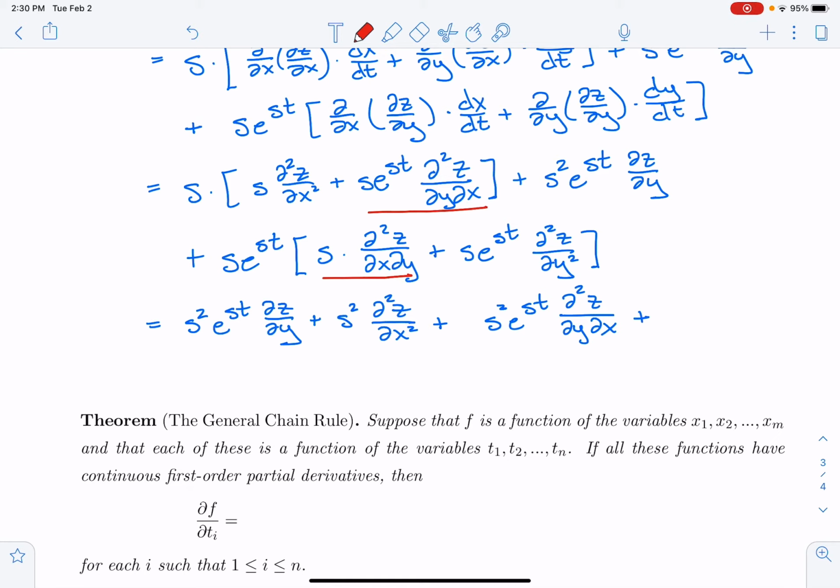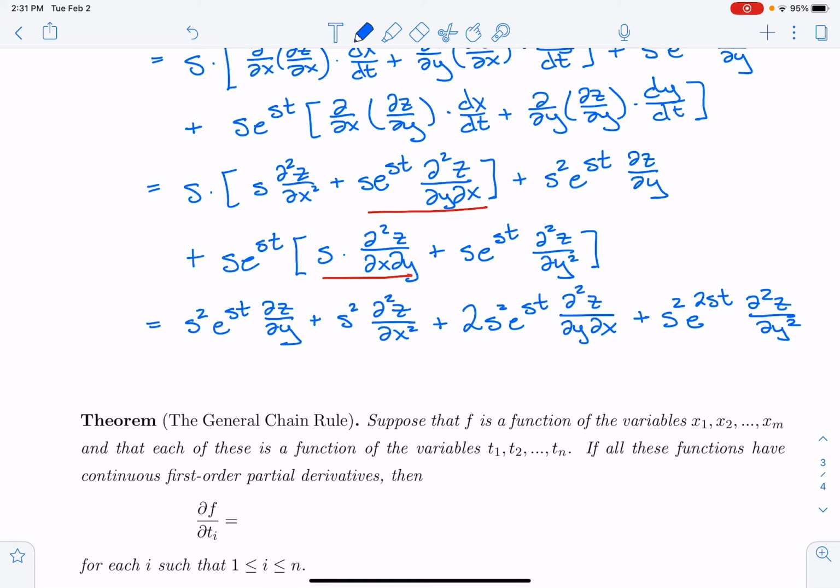Okay, so there are two of those. So we're going to have two of these, and it doesn't matter whether we write dy dx or dx dy there. And then finally, I'm going to have an s squared, 2e to the st's there, multiplied together. So that's e to the 2st, and then d squared z dy squared. So you can see that taking second derivatives, in this case, can get quite complicated.